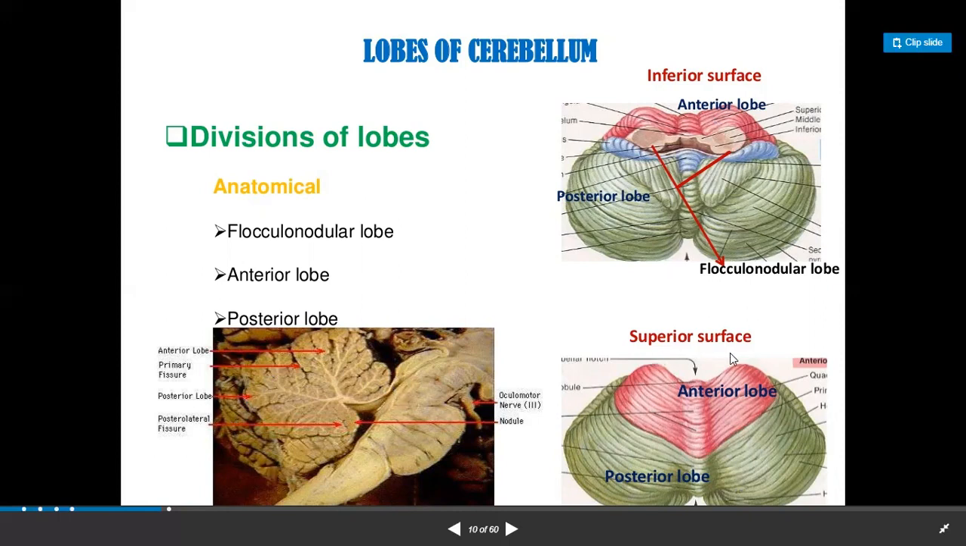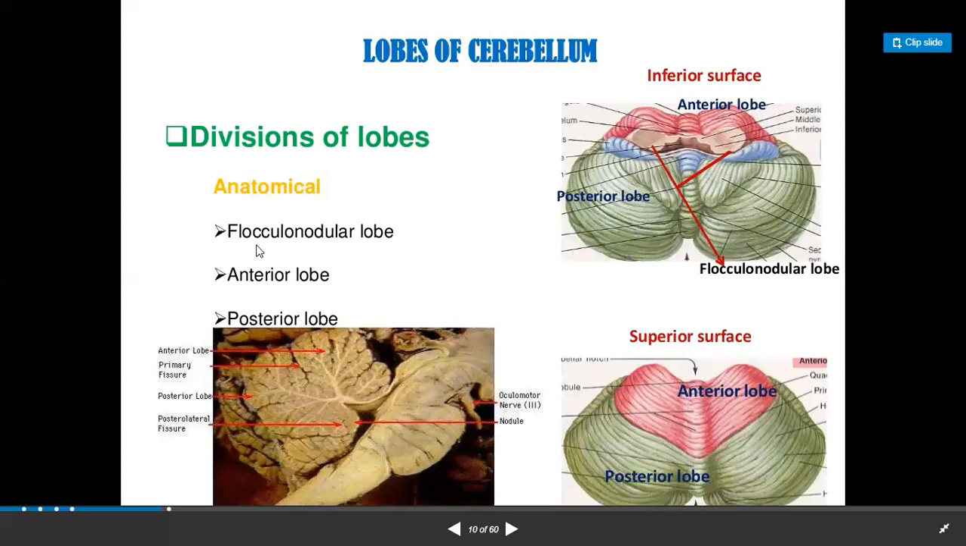Overall, if you look at this picture, three different colors have been used. That shows we have three lobes in the cerebellum. The lobe right in front of the primary fissure, we have named the anterior lobe. Behind the primary fissure, we have named it the posterior lobe. And if you observe, the posterior lobe is not only seen from the superior surface, it is also seen from the inferior surface. That means it is quite big, extending from here till here completely.